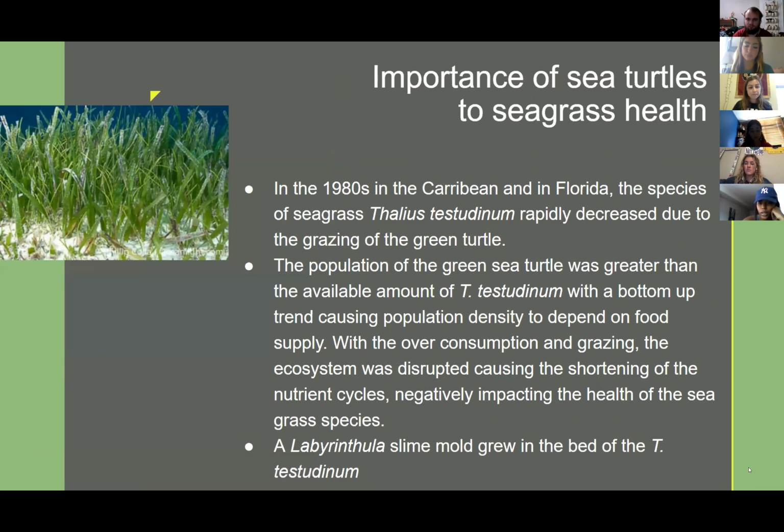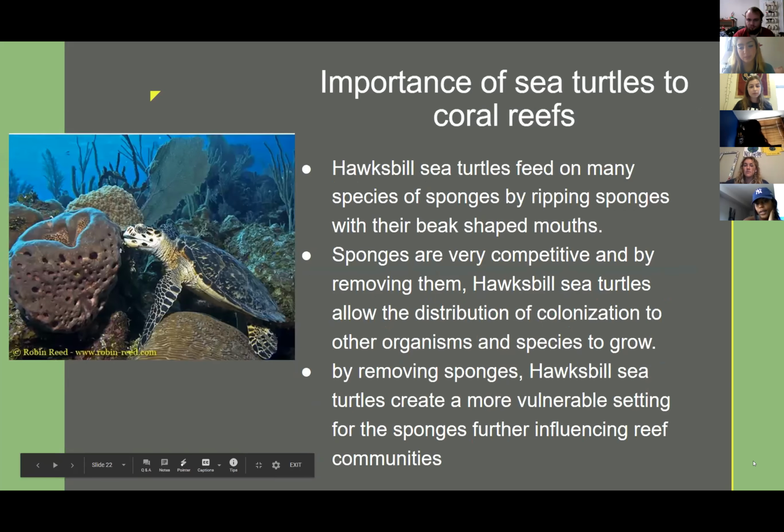So in this slide, I talk about a species of seagrass that was overconsumed by the population of sea turtles. And when they overconsumed it, it caused slime mold to grow in the seabed. In the next slide, I talk about how sea turtles affect the coral reefs. I talk about hawksbill sea turtles, and as mentioned before, they feed on sponges, and by removing the sponges from the coral reefs, they allow for colonization of other organisms. The next slide.